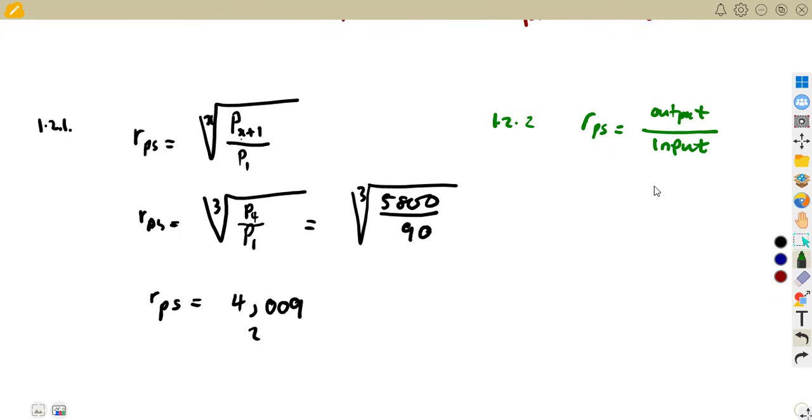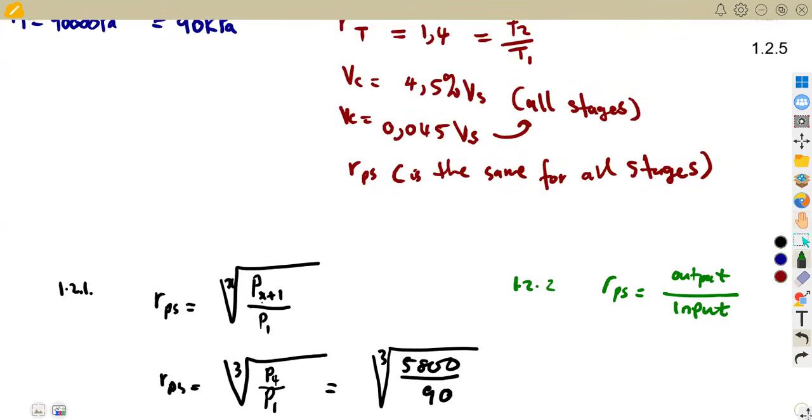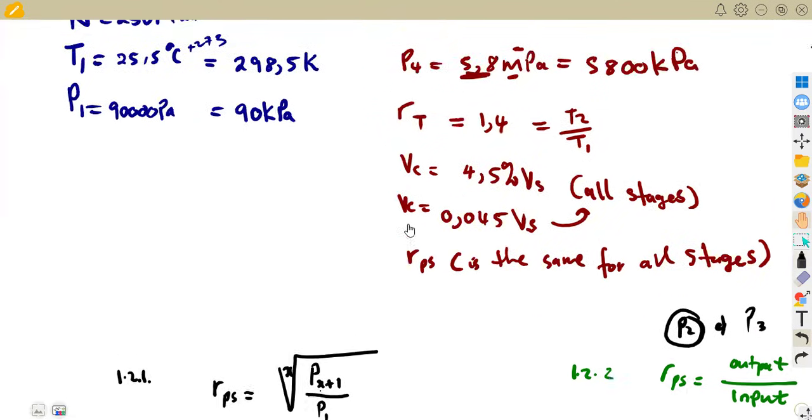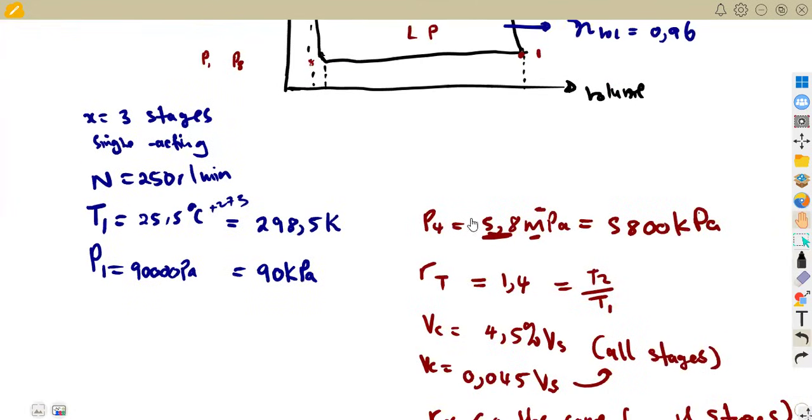Guys, we must understand this. Okay, what are we given? Let's start with this one. We want to calculate P2 and P3. So in order for us to calculate P2, we have to consider which cylinder and what are we given. We do not have P2, we do not have P3.